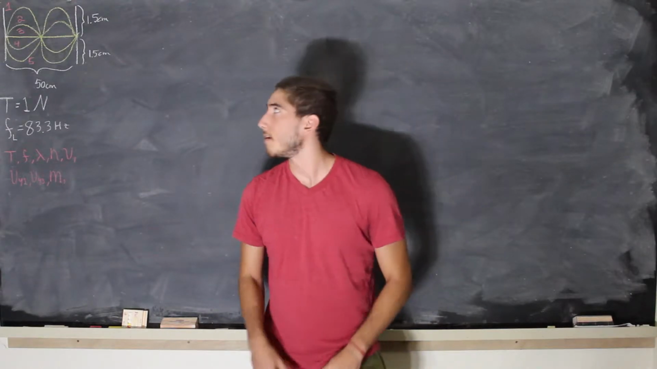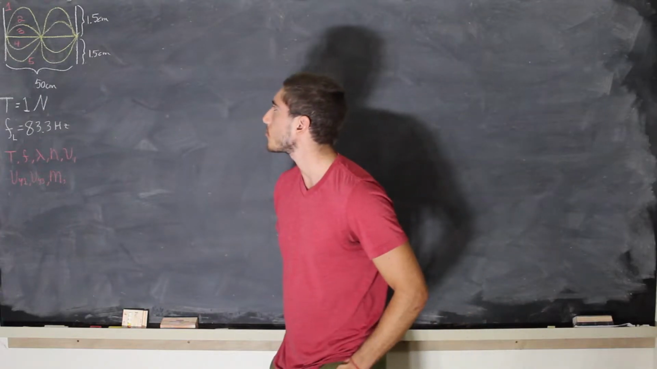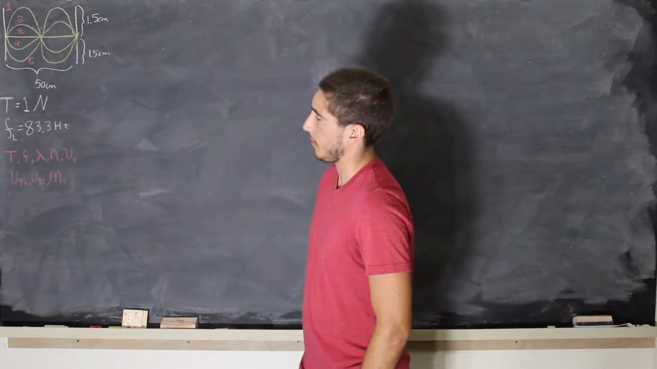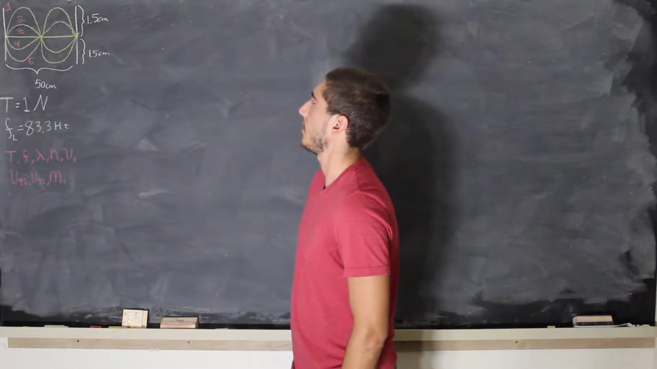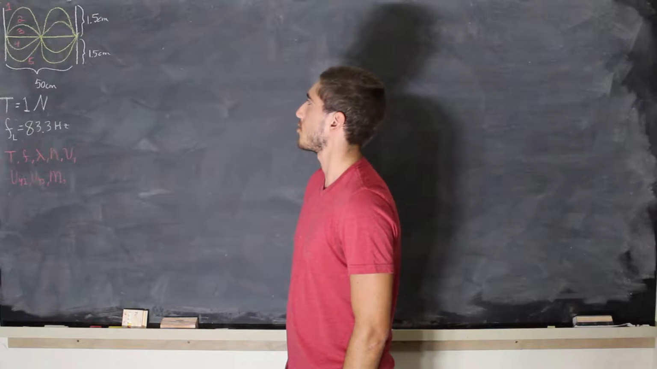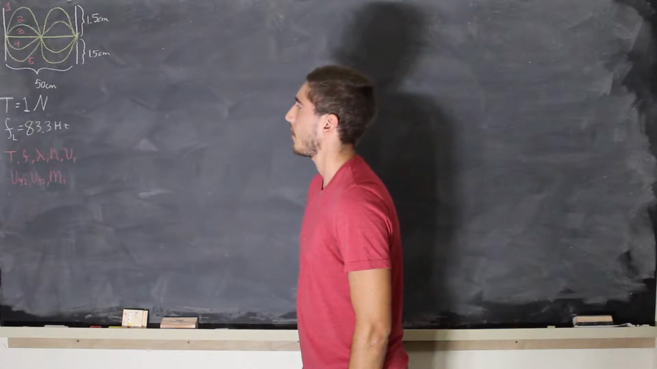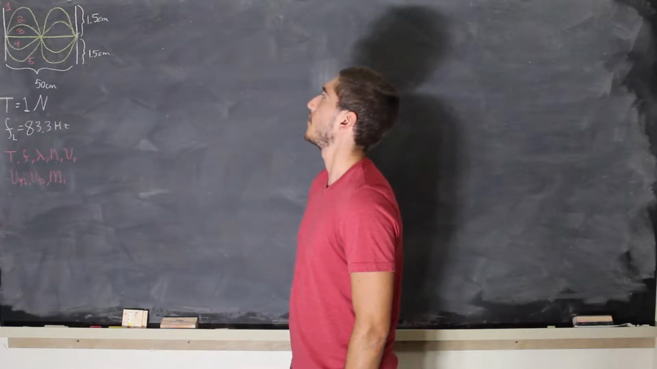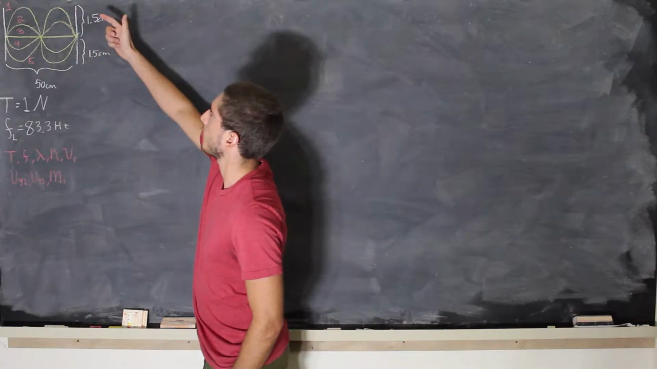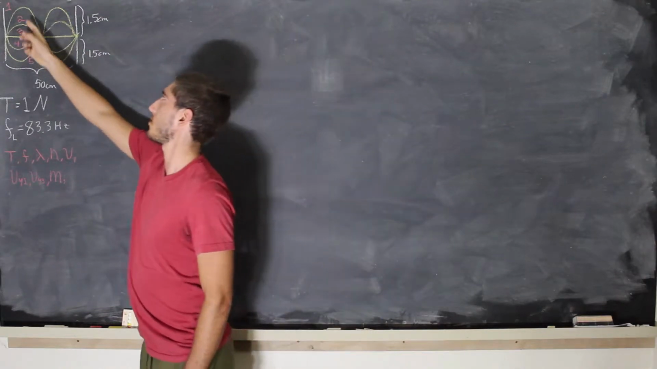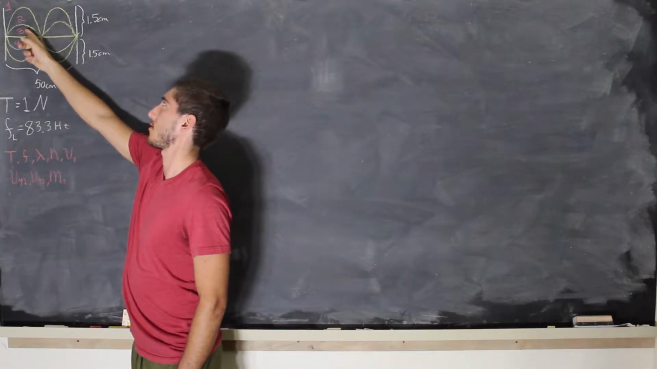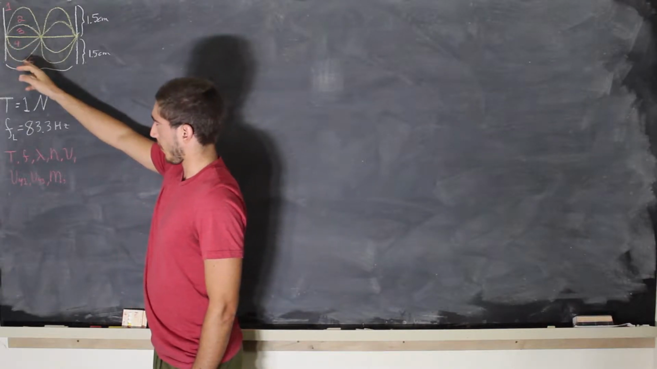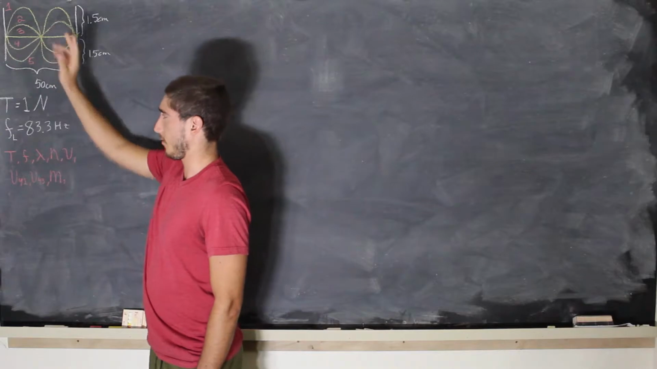Let's jump right in. Okay, so the story for this one is we have a string with a length of 50 centimeters. It's oscillating, and there's a strobe light flashing at 83.3 hertz, and this is the same string for the first 5 flashes. So initially the string is here, the strobe light flashes, then it's at 2, strobe light flashes, it's at 3, strobe light flashes, it's at 4, strobe light flashes, it's at 5, and so on.